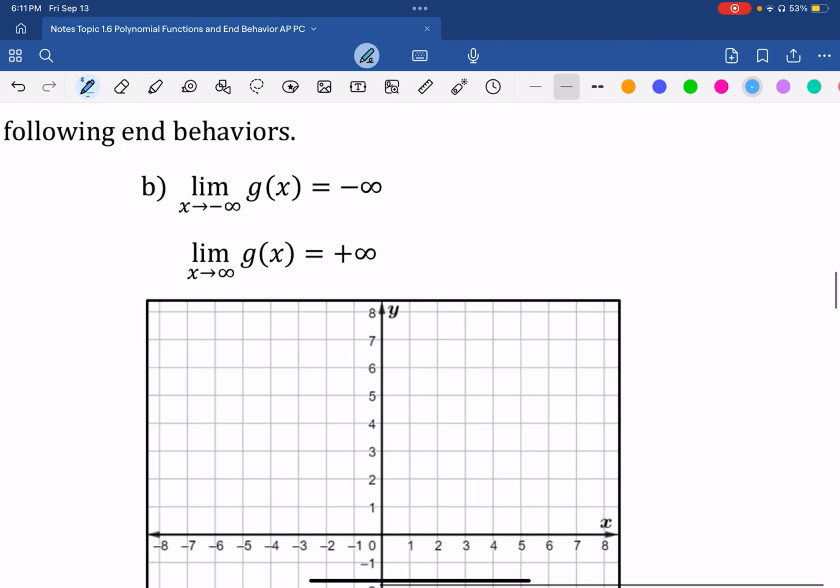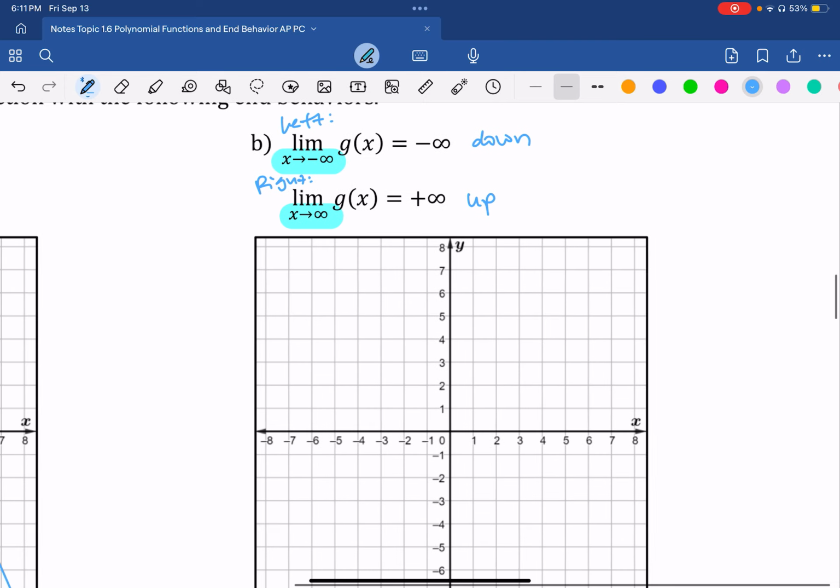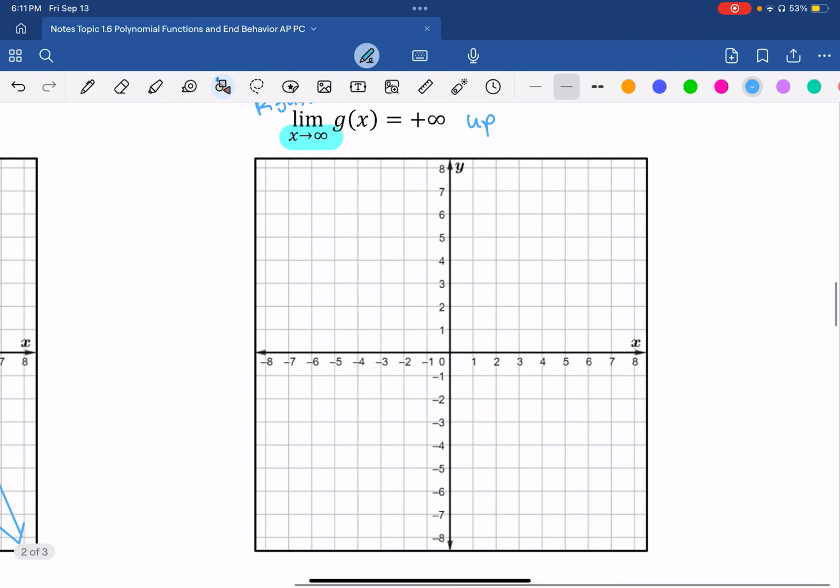Okay, let's try the other one. Okay, I see x is approaching negative infinity. I know that this is my left side. And when it says x approaches positive infinity, I know that is my right side. This one is going down and this one is going up. Okay, so on the left, I'm going to draw an arrow going down.